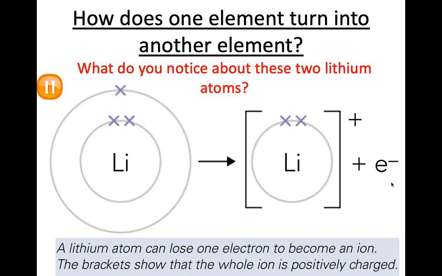Now, because it's lost that one electron, it's now become an ion, which is a charged particle. The brackets on the right-hand diagram show that the whole ion is now positively charged because it's got fewer electrons than protons, because it has lost an electron. So it now has an overall positive charge of +1.